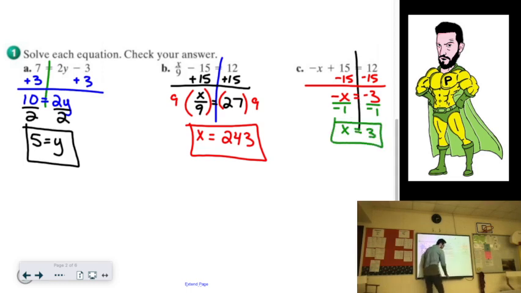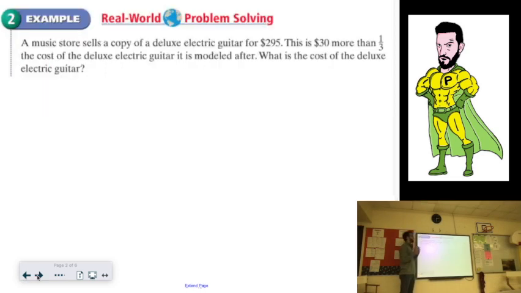Nice. Alright, so hopefully you did a good job with those. If not, let me know in class too and I can clear up some stuff for you. But this is like essential skills, the two-step equation.